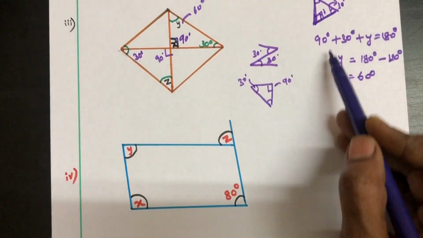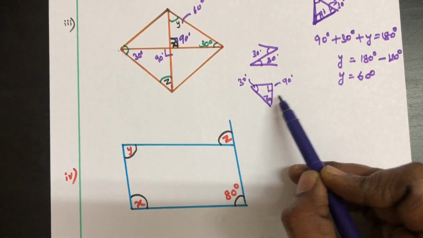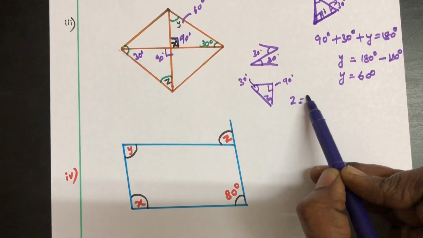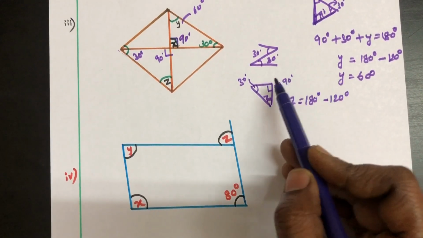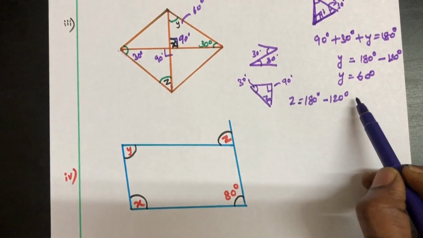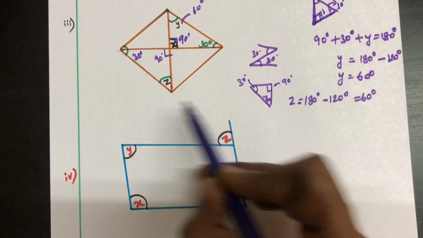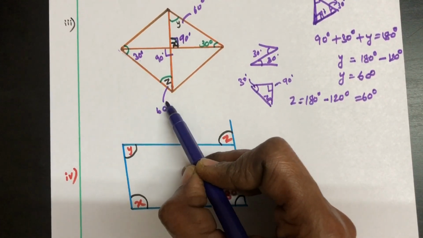Here, just now we have seen. So this is angle Z. So Z equals the same thing, 180 degree minus 120 degree. 120 is nothing but 90 plus 30, which gives 60 degree. So the value of Z is 60 degree.